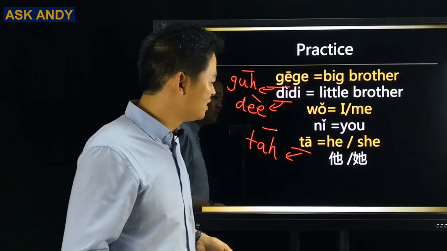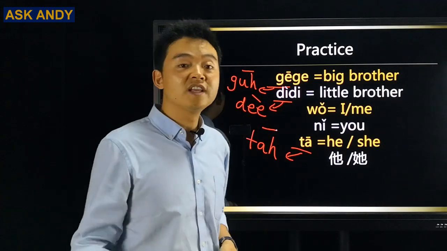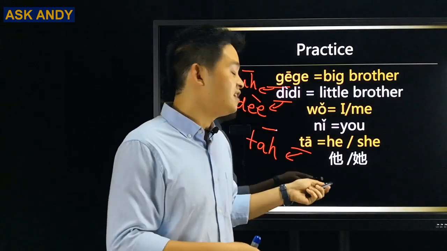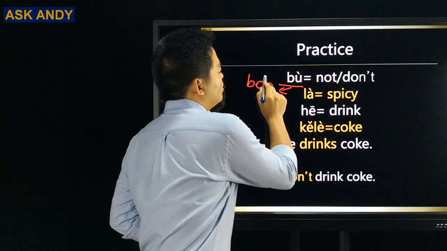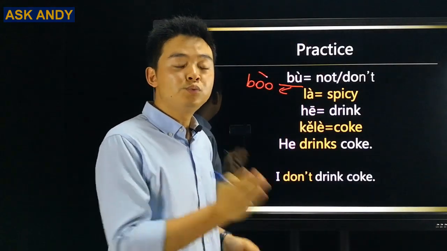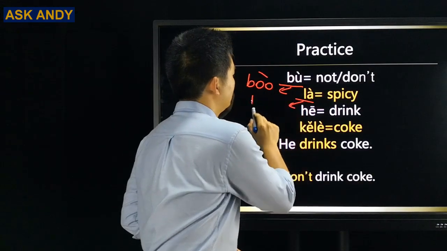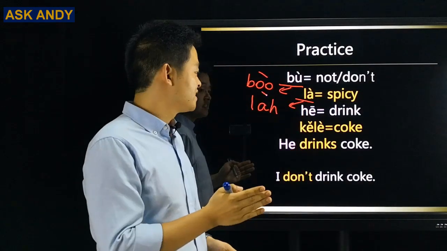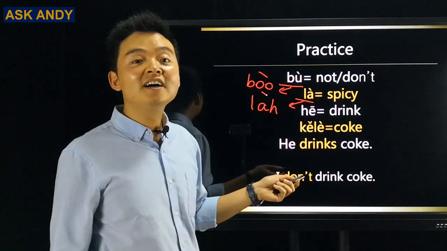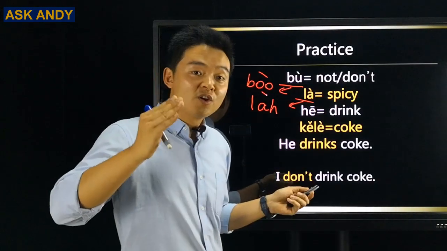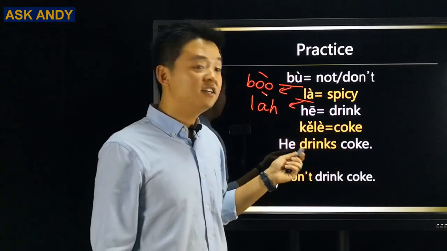So you may ask, how can I know is he or she? Actually, you can see we have different characters for he or she. And Chinese is a contextual language. In a certain context, we can tell is he or she. And then for this one, we can make it into B-O-O, fourth tone. So, hey, 不 means not or don't. And then this one, hey, so that's he, he. And then 可乐, 可乐. So 喝 is drink. 可乐 is Coke.